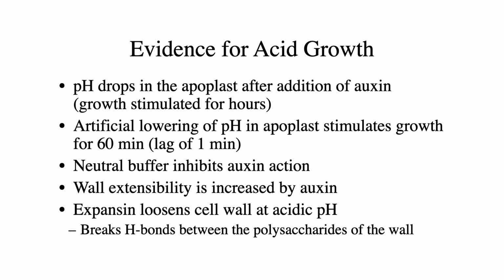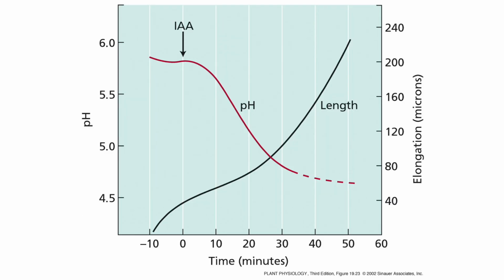You can also add neutral buffer to the medium and inhibit the auxin action by absorbing the protons and preventing the acid-induced growth. We also know that wall extensibility is increased by auxin, and we also know from what we discussed earlier in our growth lecture that expansins loosen cell walls at acidic pH. They break the hydrogen bonds between the polysaccharides of the wall, loosening the cell wall and increasing the extensibility of the cell wall.